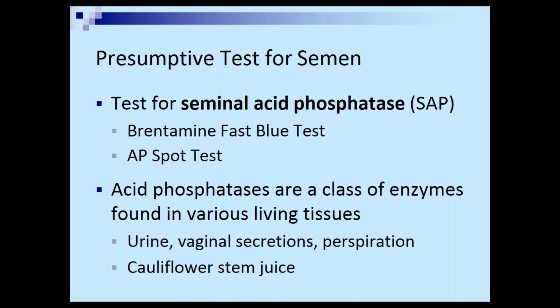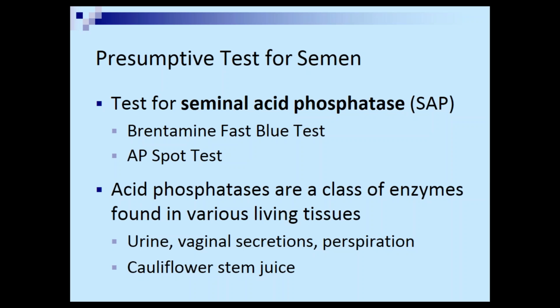Instead of saying SAP, say acid phosphatase. Okay, that's how they refer to it in forensic science labs. Your book calls it the Menemine Fast Blue test. I don't know what nerds call it that or if it's a regional thing, but I've only heard it referred to as the AP spot test, which is a test for acid phosphatase, specifically seminal acid phosphatase.